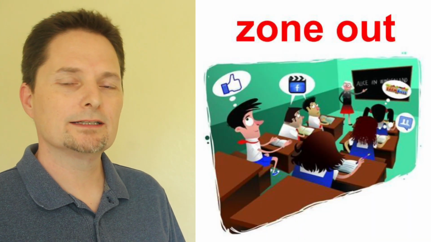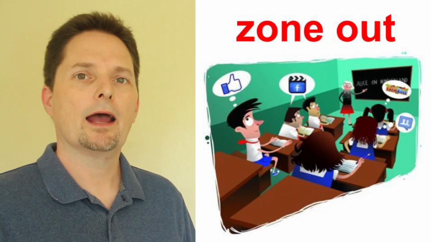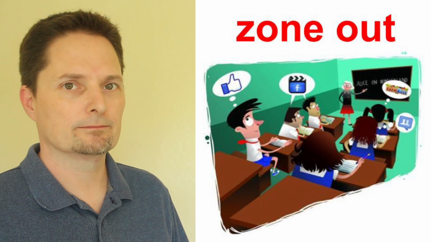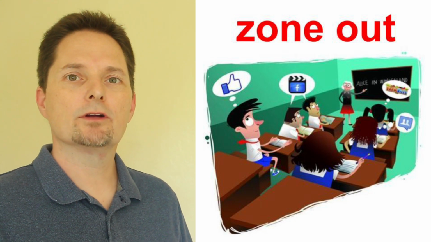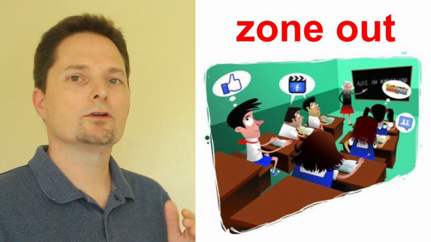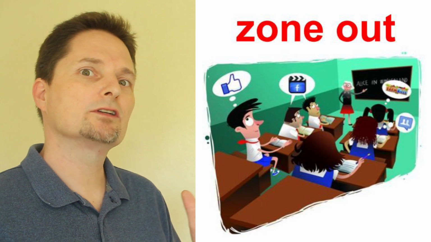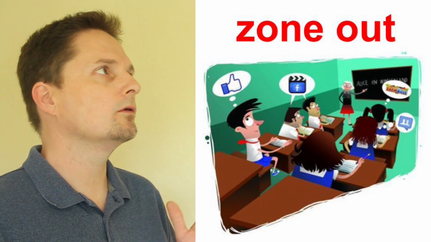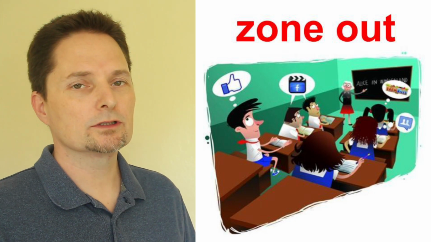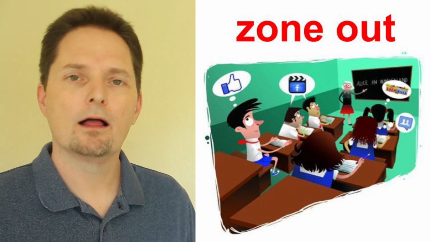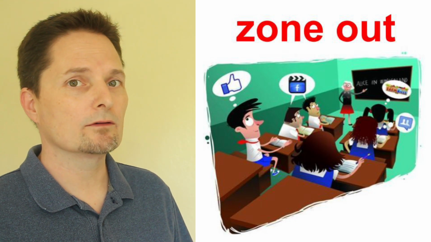Very good. Zone out. Zone out is a verb. It's a phrasal verb. And it means when you don't pay attention. Someone is talking and your attention goes, you're distracted, you're daydreaming. Your brain goes somewhere else, so you zone out. When the teacher is talking and the teacher is boring, sometimes the students zone out.